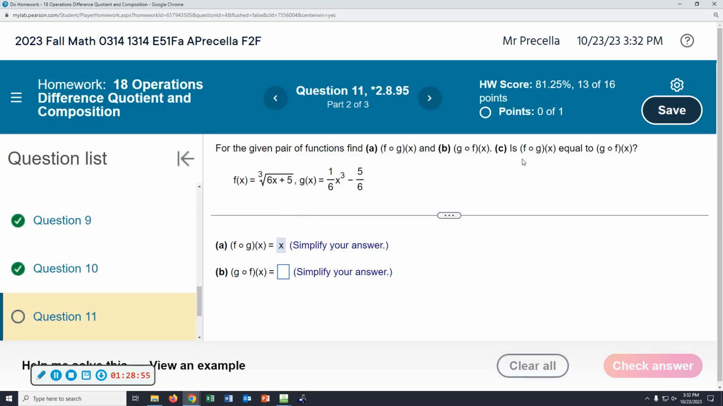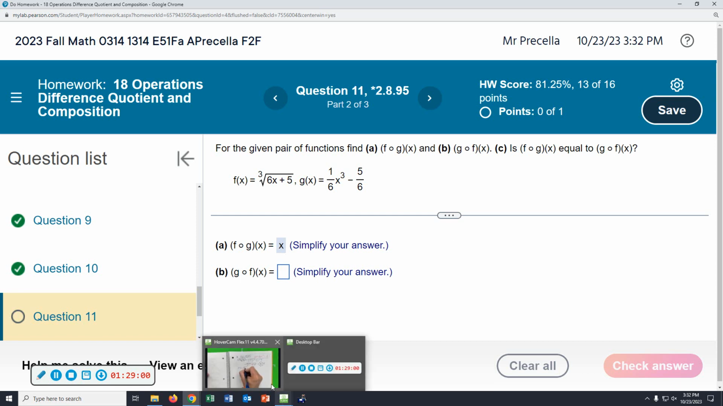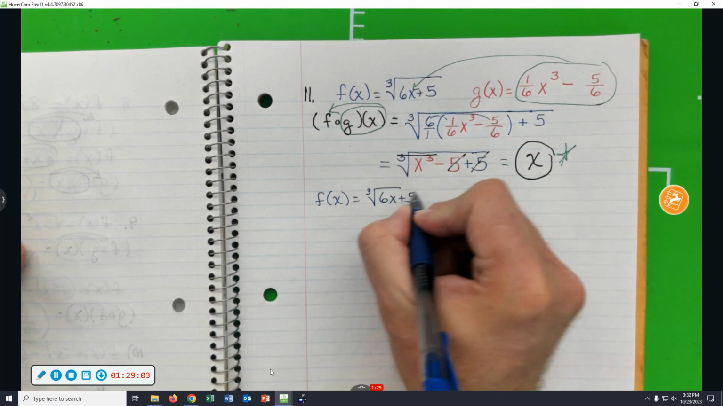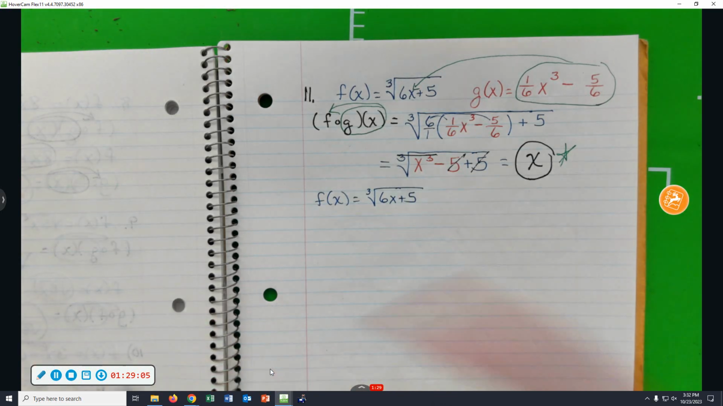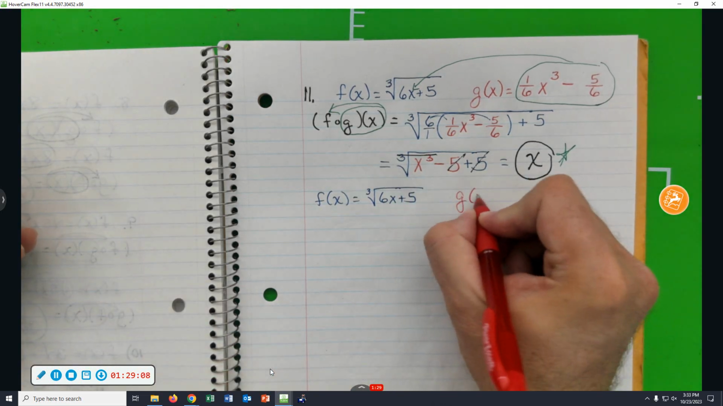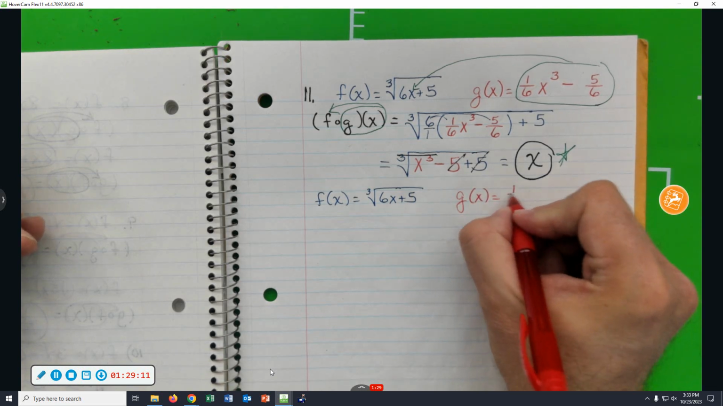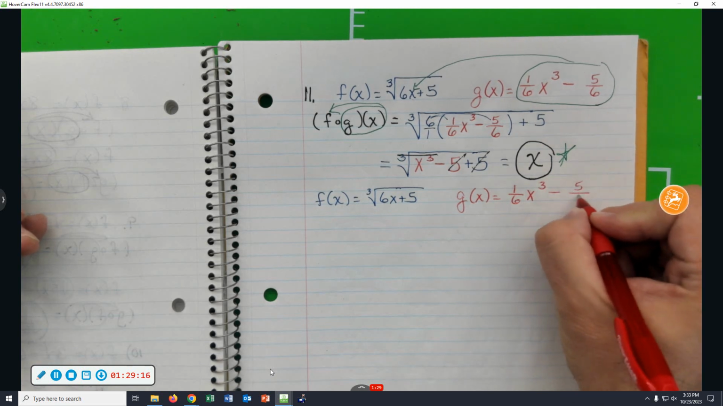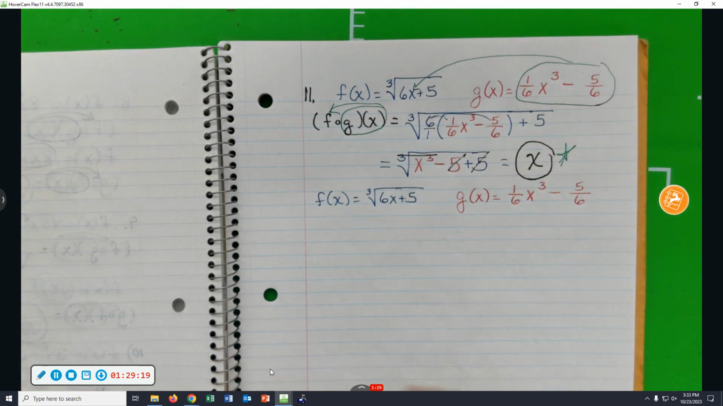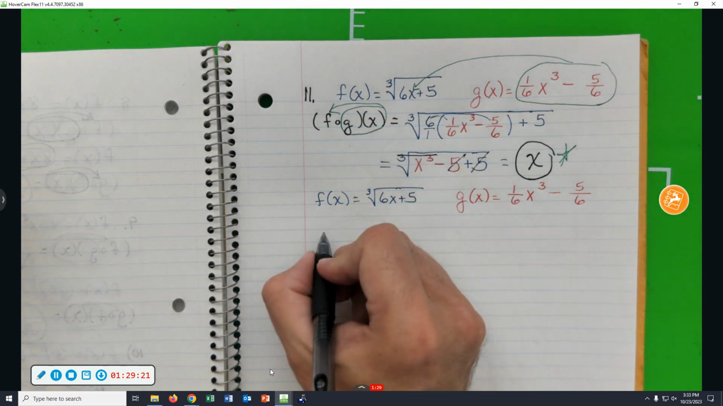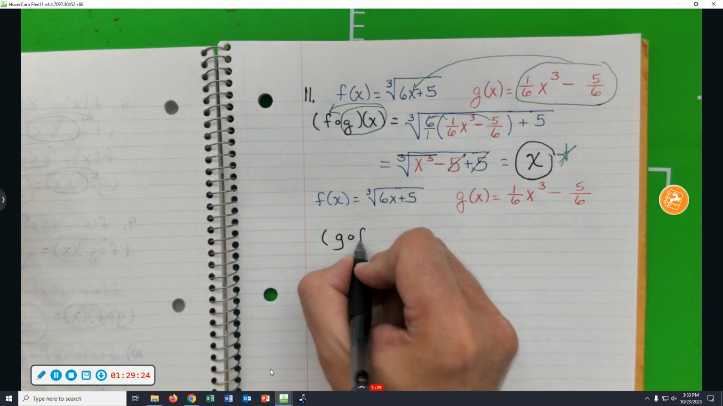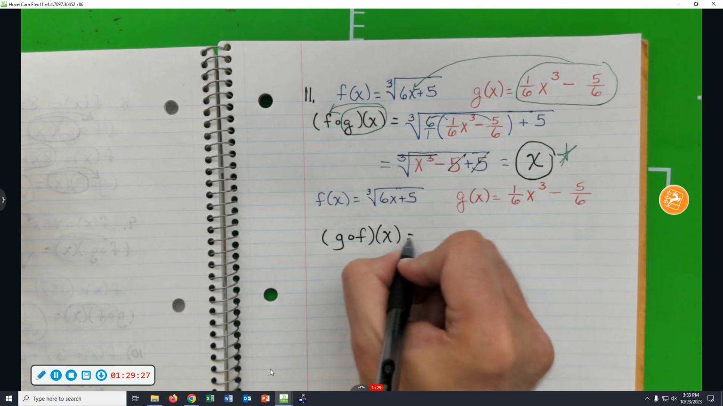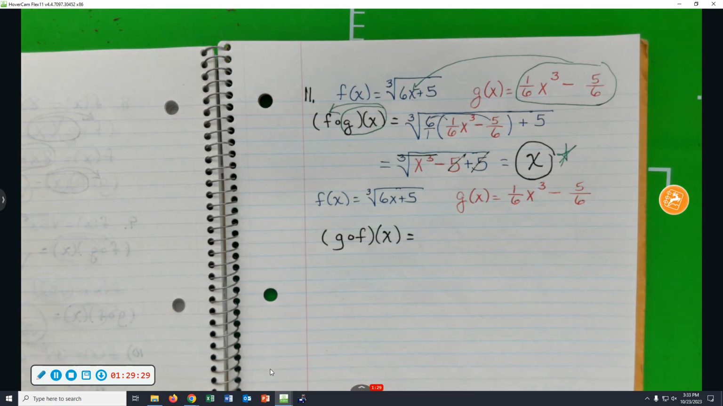Okay, now let me rewrite f of x equals cube root of 6x plus 5 and g of x is 1/6 x to the third minus 5/6. Oh, well, at least on the bright side, this is the last one. There are still 2 cut point problems at the end of the assignment, though, but for the new material, this is it.